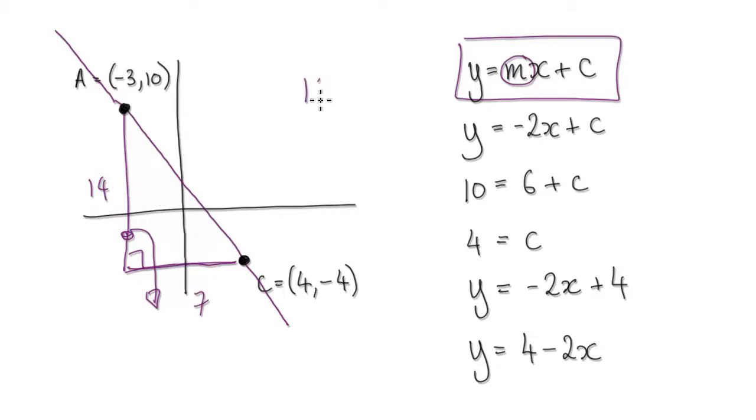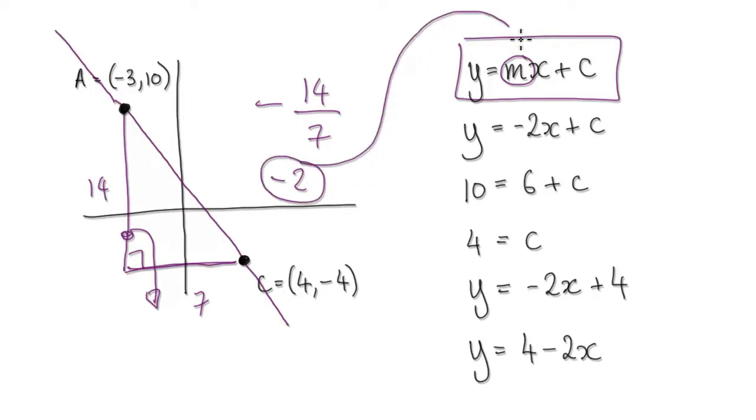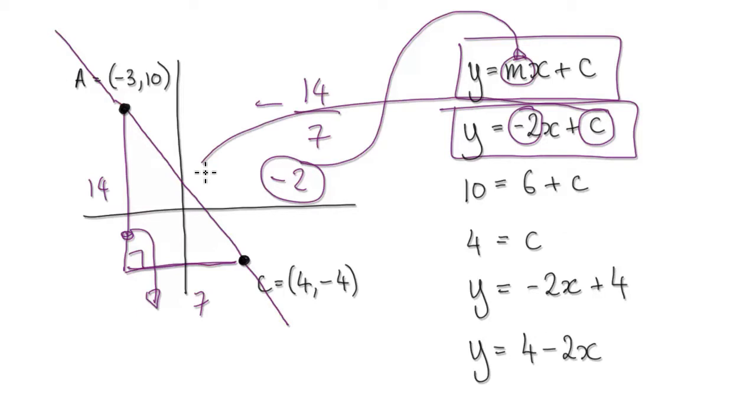So the height would be 14, the across is 7, and it's going downhill, so stick a negative in front of it. So the gradient is actually -2. We can put this into the m, so our equation would then become this. We need to work out the intercept. The intercept is here, but we don't know where this is. We need to work it out.